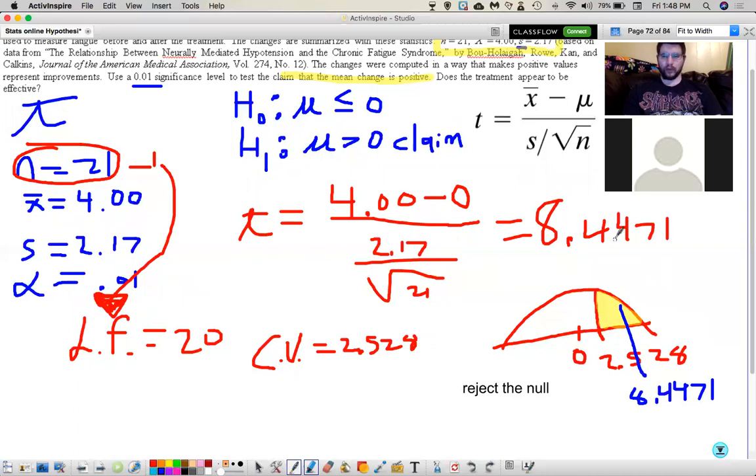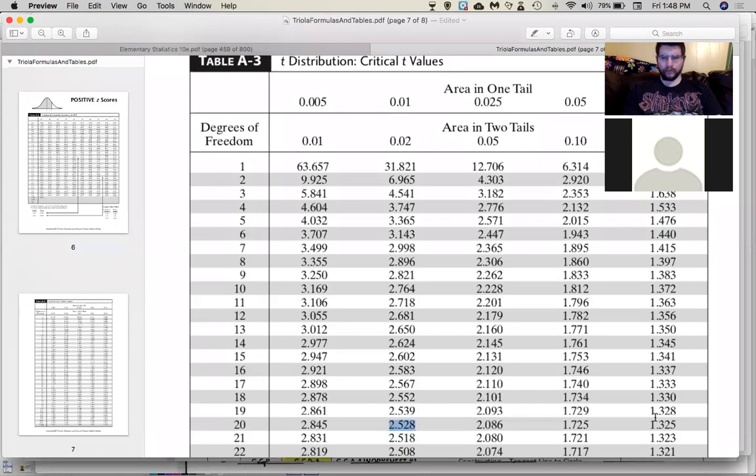So 8.4, let's see where that's going to be. I think, yeah, I'd have to say it's to the left over here. It's to the left of 2.8. Notice our values are going down as they go to the left. So for our p-value, we can't say exactly what it is, but we can say it's less than 0.005.